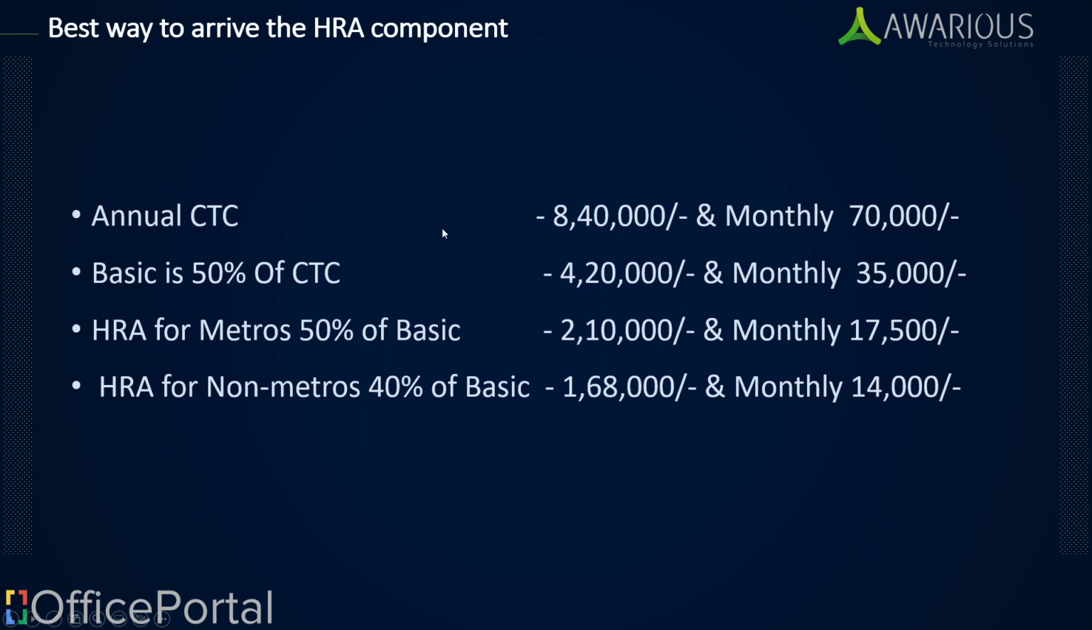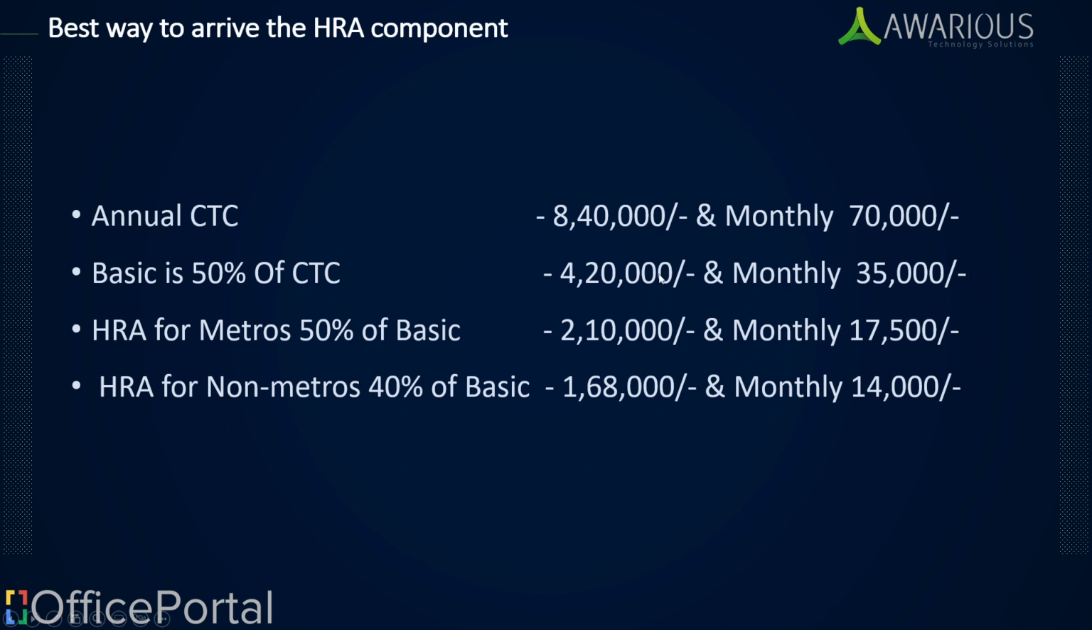Best way to arrive at the HRA component. With this example, we can give you an idea of how to arrive at a best HRA component. The HRA component is always linked with the basic salary. So to arrive at a best HRA, we need to arrive at a best basic. In an annual CTC, we can have basic as 50% as a best practice, and out of the basic, we can take 50% for the HRA in case of metro and 40% in case of non-metro.